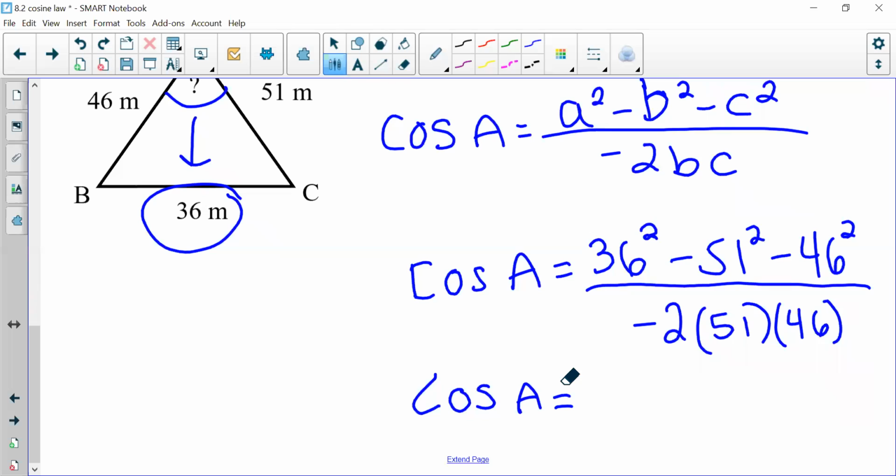I got 0.7 and then the rest of the numbers. Good. Okay. And you're like, Mrs. Reed said you'll never give me an angle less than 1.